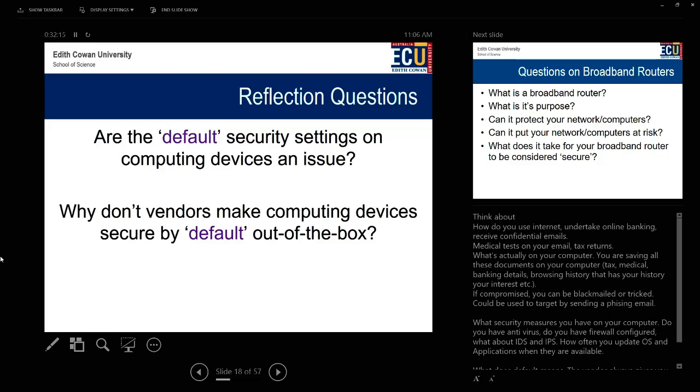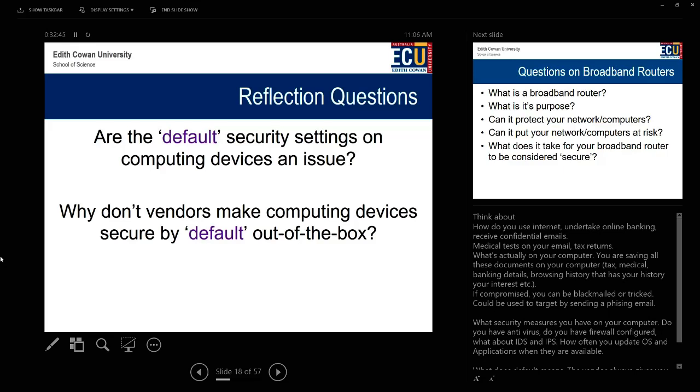Can anyone tell me, are the default security settings on computing devices an issue? Why is it an issue? Why is it an issue, default settings? I believe it's an issue because all computers have a default setting, and that way anybody that knows how to get around the default Yes, correct. Yes. Correct.